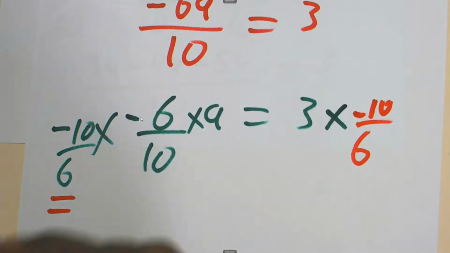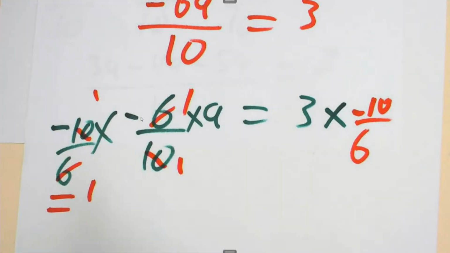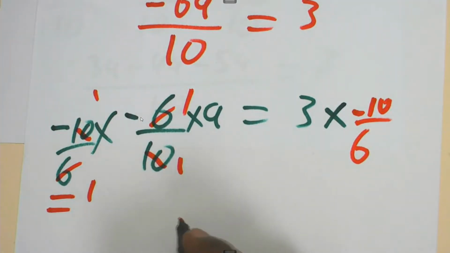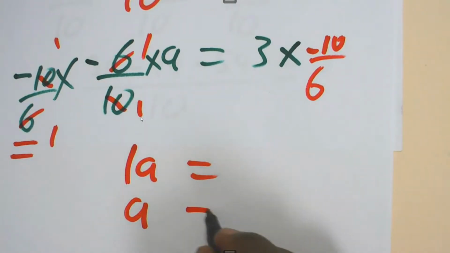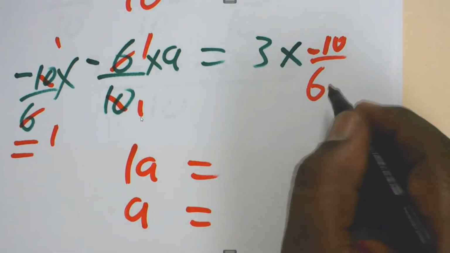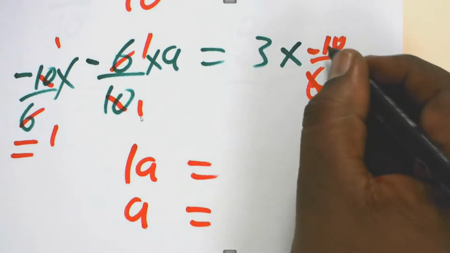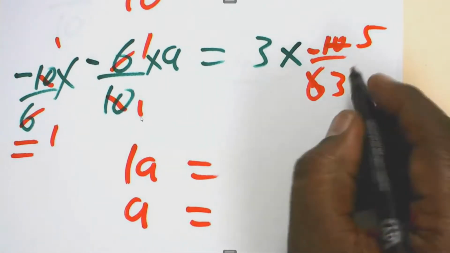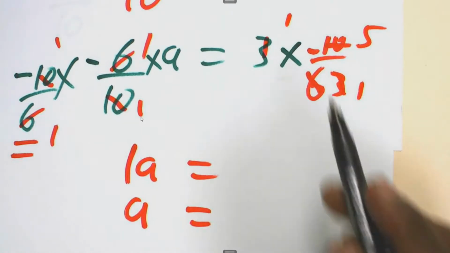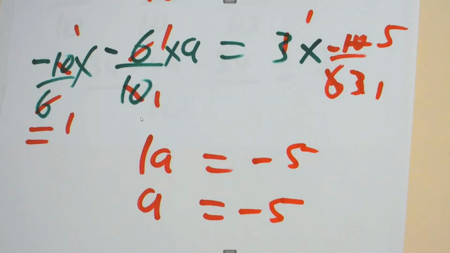Again, apply our mathematics. How many 6s into 6? 1. How many 10s into 10? 1. Negative 1 by negative 1, positive 1 divided by 1. Therefore, you've got your 1a, which is the same as a. Right? How many 2s into 6? 3. How many 2s into 10? 5. How many 3s into 3? 1. Therefore, 1 by negative 5 is negative 5. Your a is negative 5.